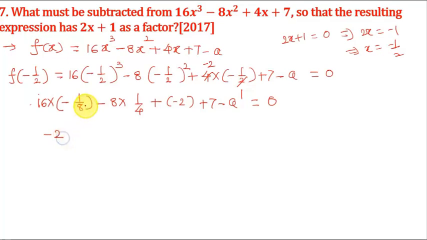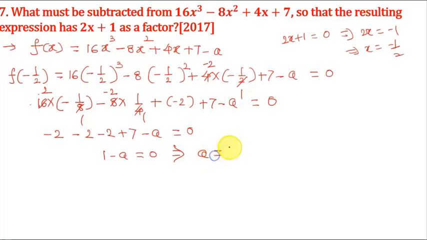Next, here minus 2, 8 ones are 8, 8 twos are 16, 4 ones are 4, 4 twos are 8, minus 2, minus 2, minus 2. Next is again minus 2 plus 7 minus 8 is equal to 0. Overall, you will get here 1 minus a is equal to 0. It implies that a is equal to 1. Therefore, 1 should be subtracted so that 2x plus 1 is a factor of that polynomial.